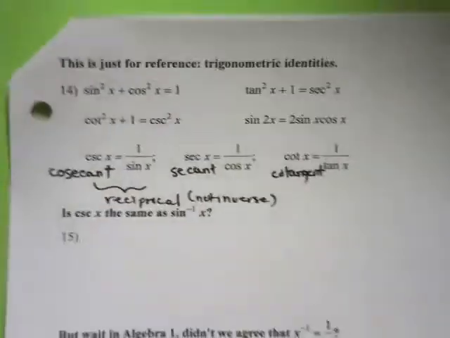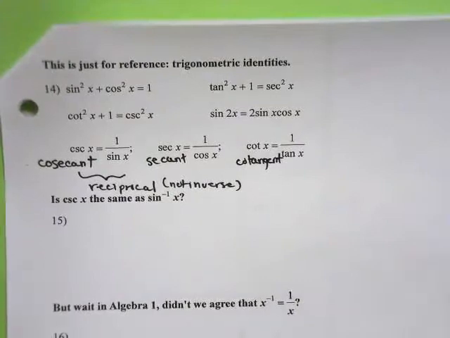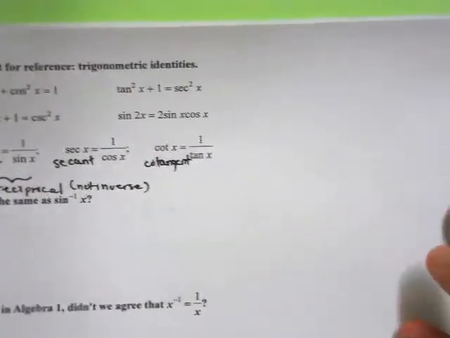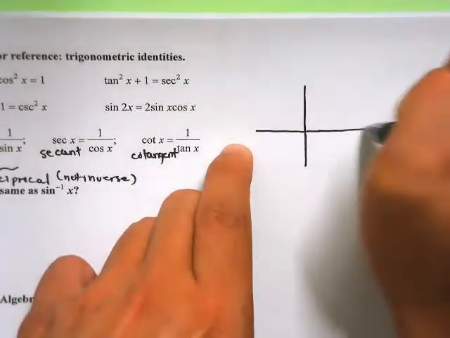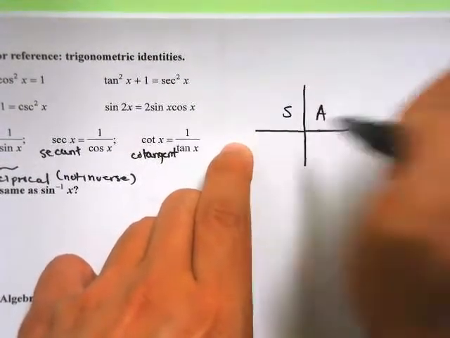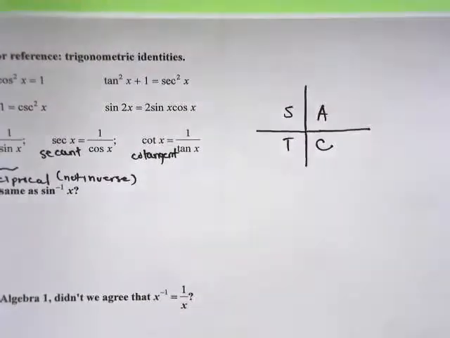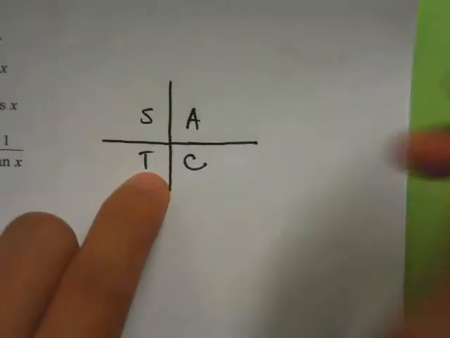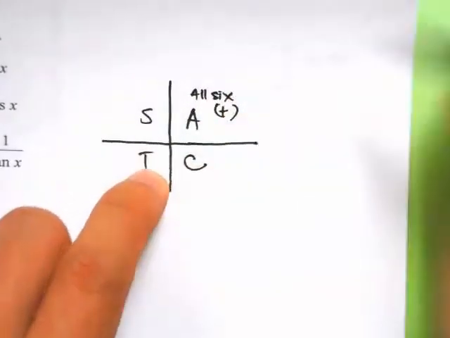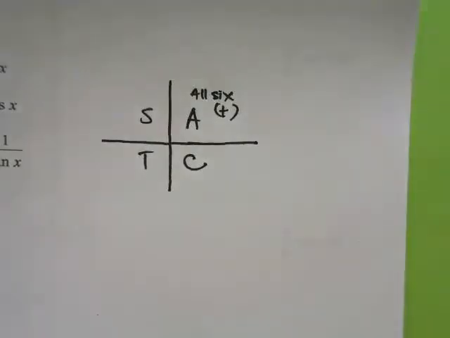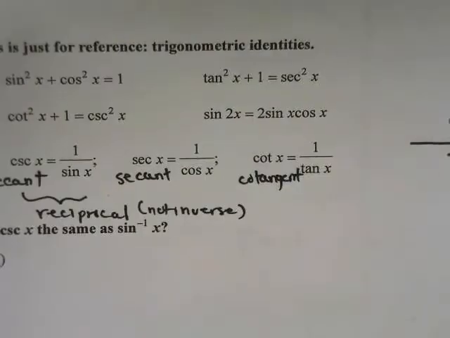All right. When we do All Students Take Calculus, I'm just going to put this on number 14 on the side over here. How would the other 3 play as well when we are trying to evaluate some of these functions? So All will represent all 6. All 6 is going to be positive over here: sine, cosine, tangent, cosecant, secant, and also cotangent.